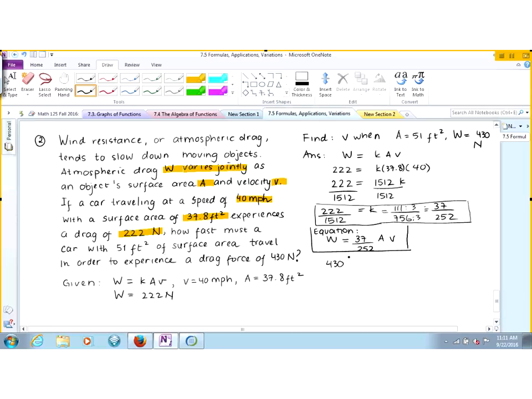And after we have the equation, then it's easy. Let's see, my W is 430, is equal to 37 over 252 A. Where is my A? 51 times V. Oh, V is the one that we're looking for. So 430 is equal to 37 times, oh, what is 37 times 51? 1887. Yes. 1887 over 252 V. Is it a fraction? Yeah, I think so.